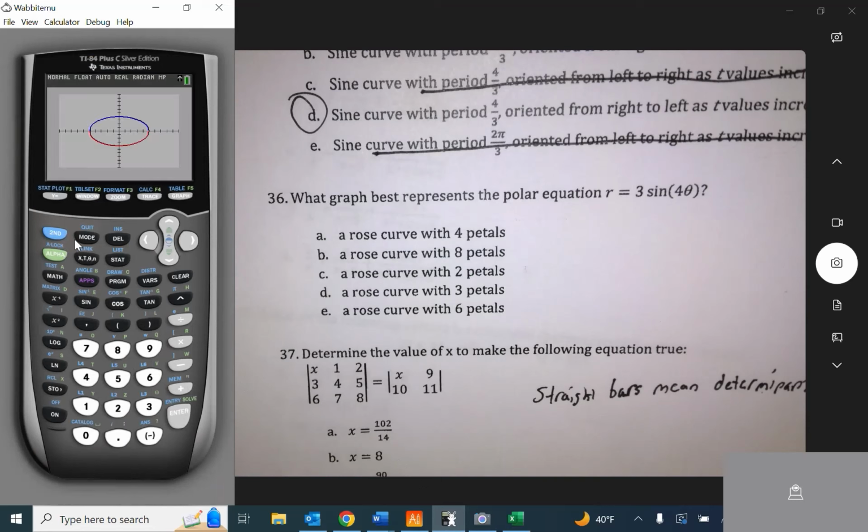The question is whether we're going to get to these and do them by hand or not. But anyways, I am going to go to mode. I'm going to put the calculator in parametric mode, and then I'm going to go back to y equals, and I'm simply going to type in, sorry, not parametric, bad start, polar mode. There we go.